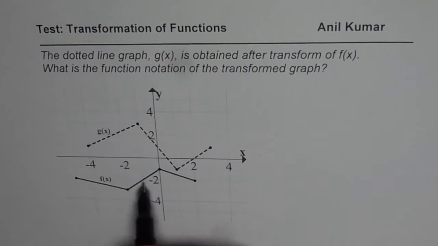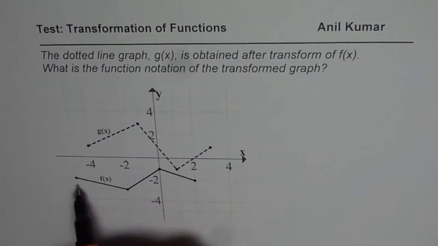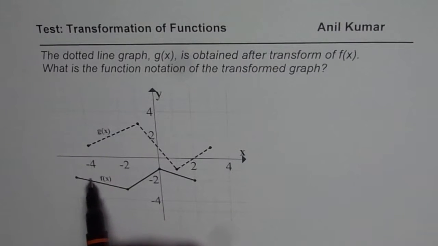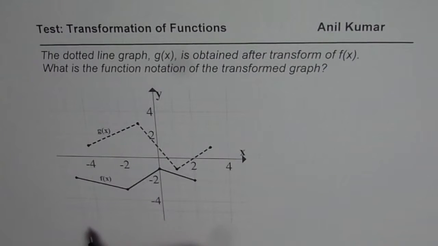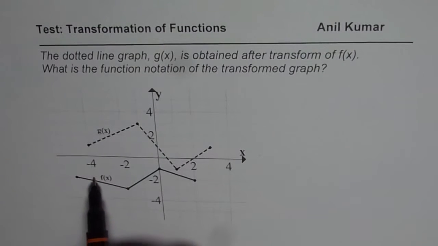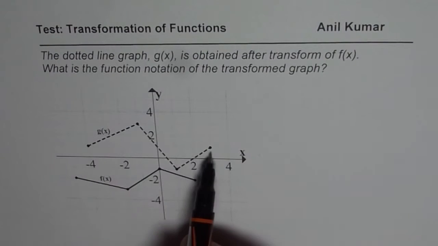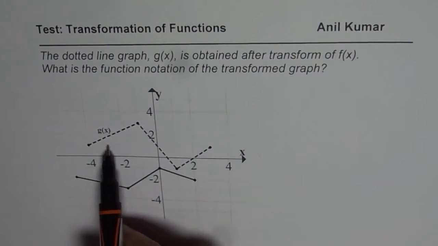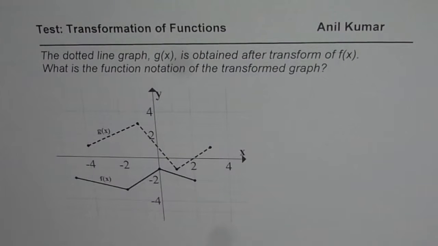It seems that the graph has been reflected on the x-axis. That seems to be the first thing. It also seems that it has moved towards the right, and you can see that there is a vertical stretch, correct? As far as the horizontal stretch and compression is concerned, the graph spans 1, 2, 3, 4, 5, 6, 7 units, and the transformed function also spans 1, 2, 3, 4, 5, 6, 7. So there is no horizontal stretch or compression, right?